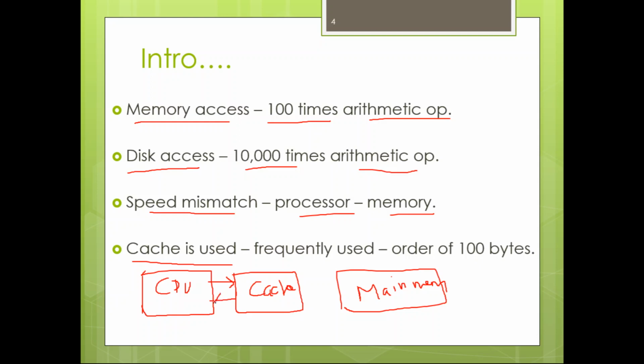For the CPU, we assume that it can access the content from cache in no time. That is, it is almost as if it is not spending any time at all. But that is not the case for accessing the content of main memory.